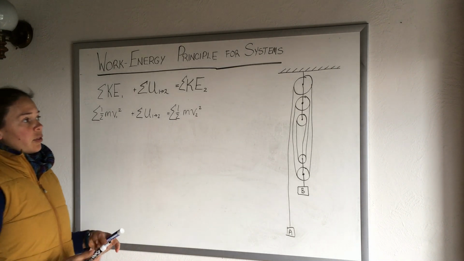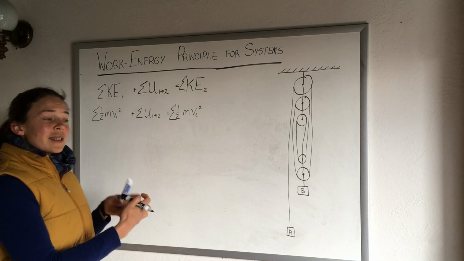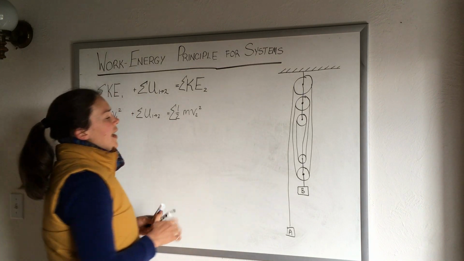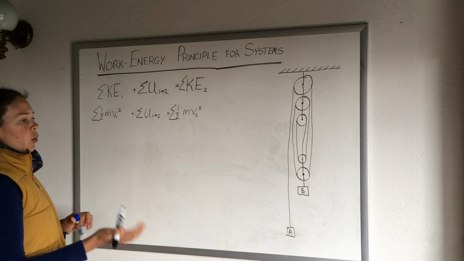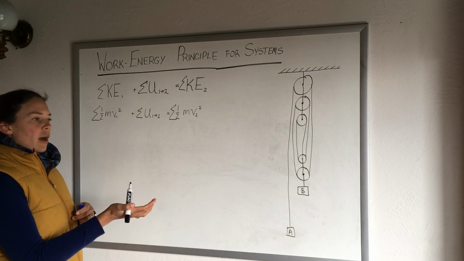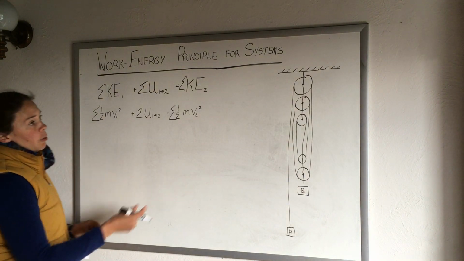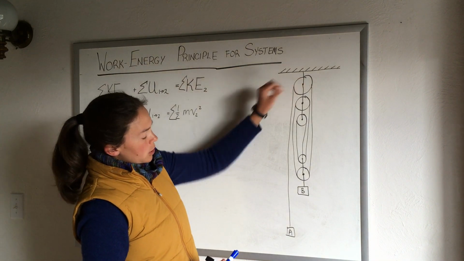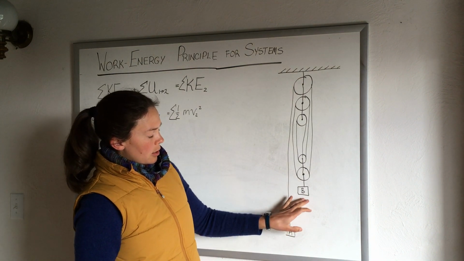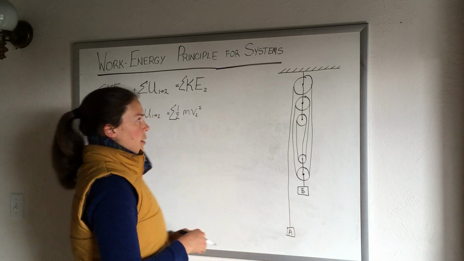Usually we use this for things like pulley systems where they're interconnected by a rope, and that's really convenient because the work done by tension is equal and opposite on the different objects. So for example, here I have a pulley system with 5 pulleys, where A is on one side and B is on the other side.